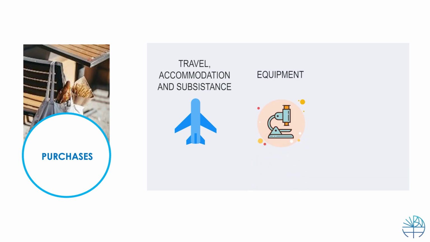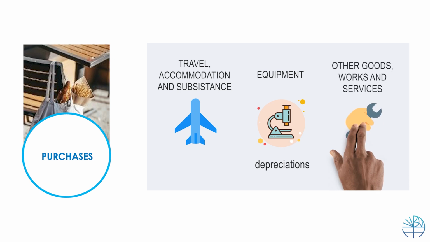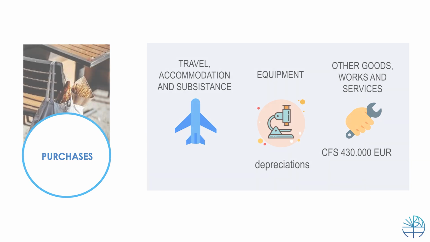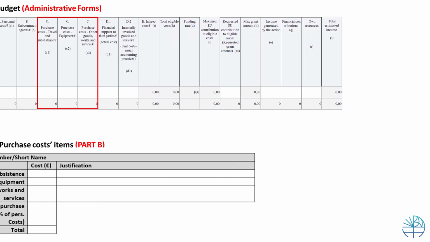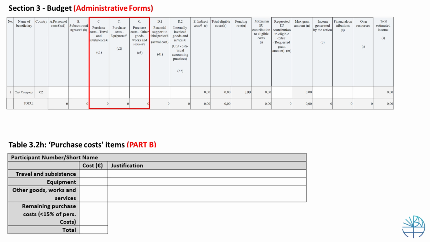For equipment, the eligible cost is usually the proportionate amount of depreciation, or the costs of renting and leasing. Other goods, works, and services can include costs for consumables, dissemination, intellectual property protection, or organizing project meetings. If the EU contribution for a specific partner exceeds $430,000, it should also include costs for the certificate on the financial statements, which is mandatory for this partner. Each partner quantifies their budget for purchases in the budget table.